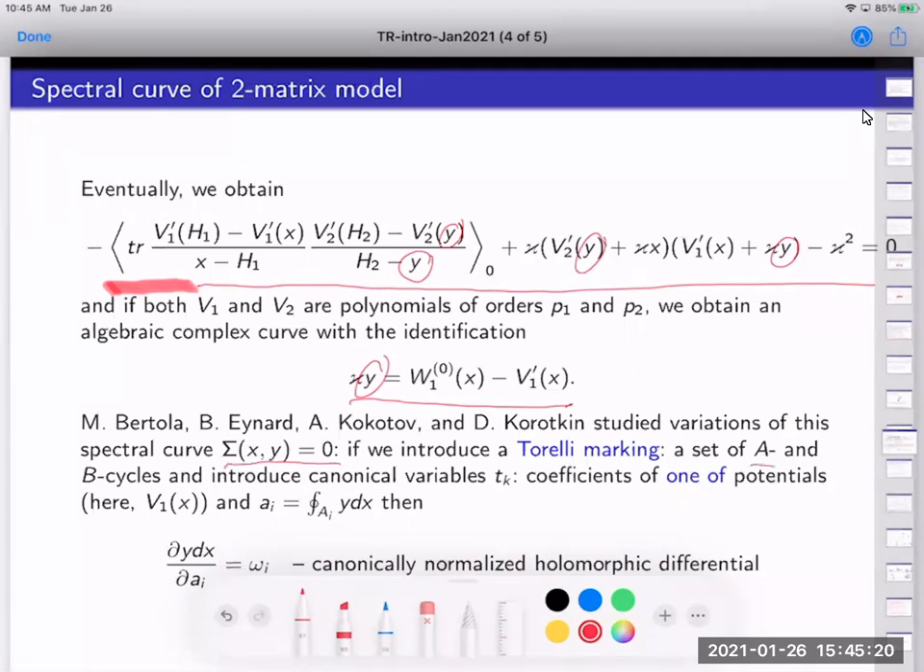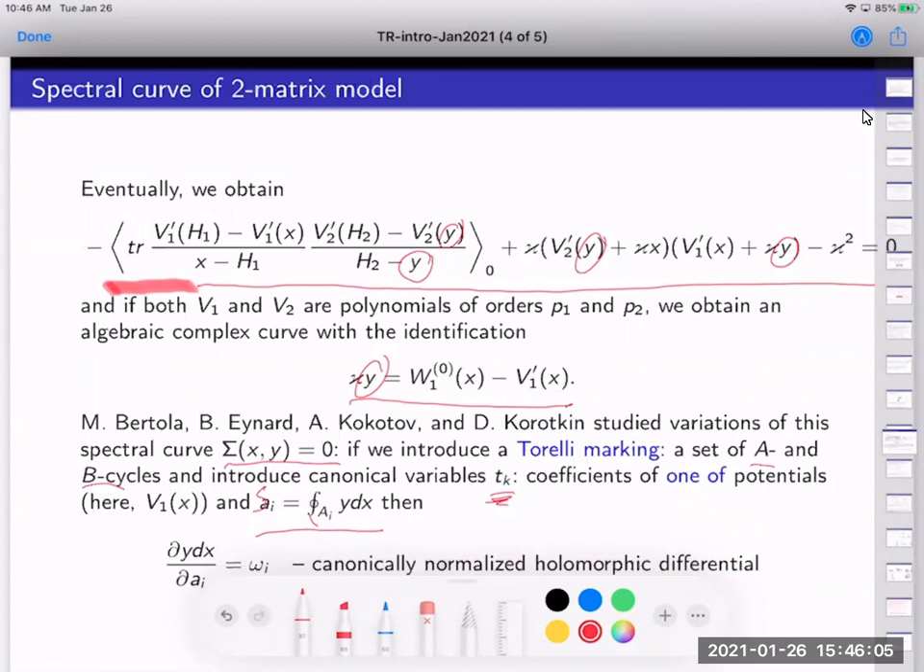Again, we introduce a set of A and B cycles, canonical variables, and interestingly, here the canonical variables are just coefficients of just one of the potentials. So we also select which potential we have to use to produce canonical variables. Filling fractions basically don't depend on this, because instead of y dx we may consider x dy, so we can consider the dual potential. So these filling fractions nevertheless remain the same.